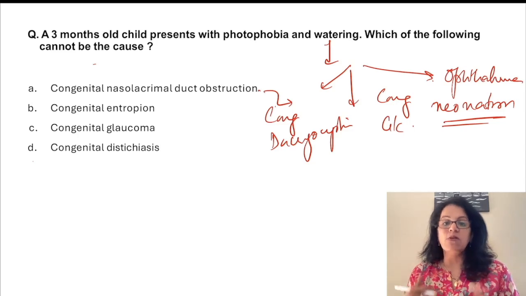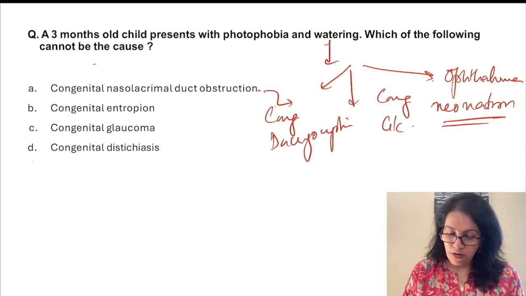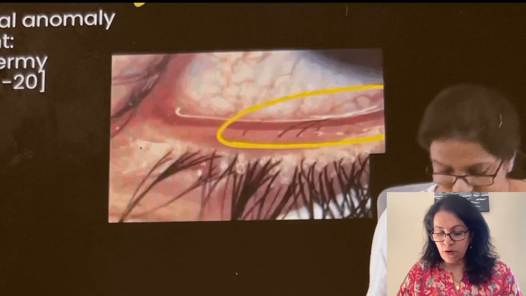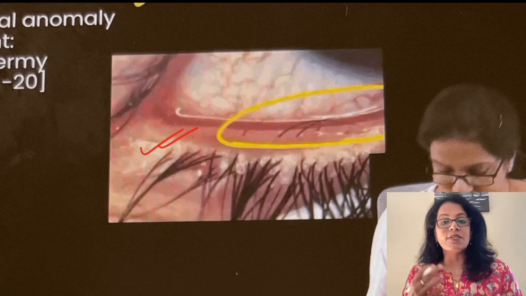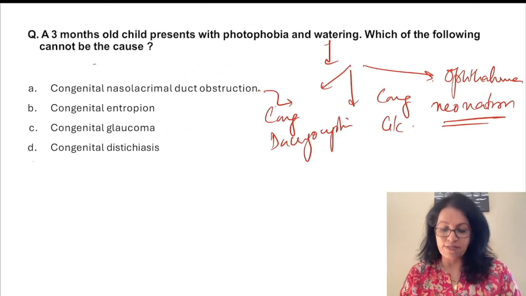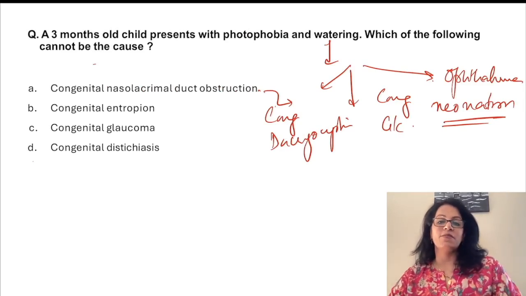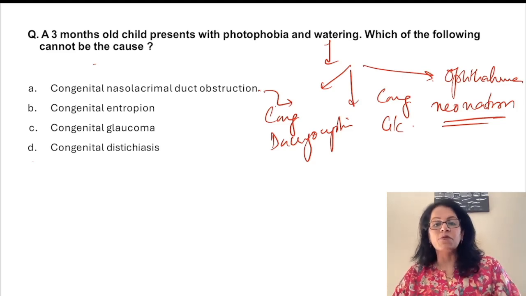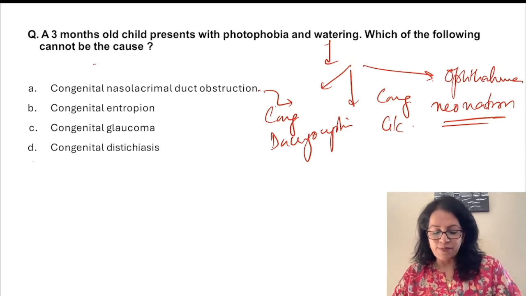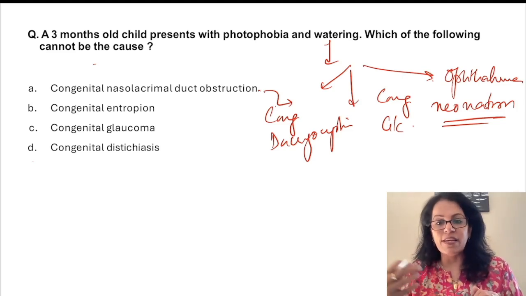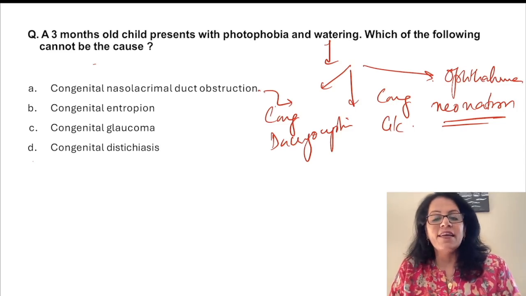So when it is saying it cannot be a cause, this photophobia and watering will occur in distichiasis. What is distichiasis? You all remember? This extra row of eyelashes. This extra row of eyelashes is going to rub on the cornea and can lead to watering and photophobia because it will rub on the cornea. Again, congenital glaucoma, we all know, presents with watering, photophobia, and blepharospasm. Of course, photophobia will always go along with blepharospasm. Again, congenital entropion. Any entropion, inward turning of the lid, is going to rub the cornea. Again, it will lead to your photophobia and watering.